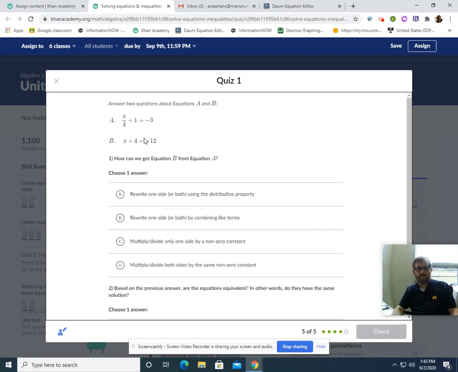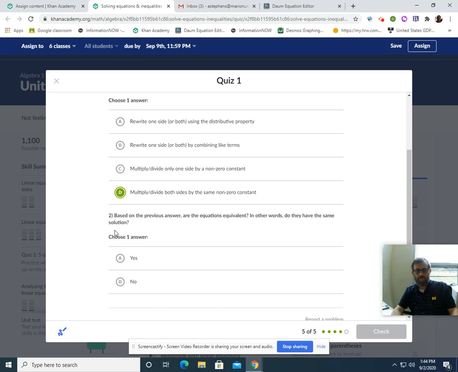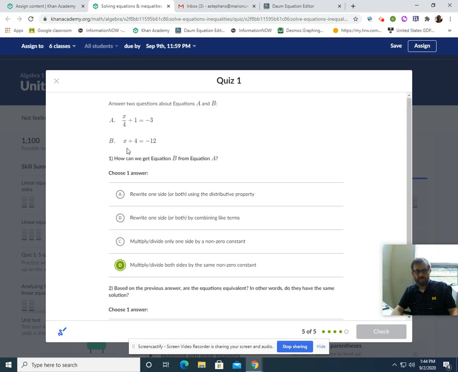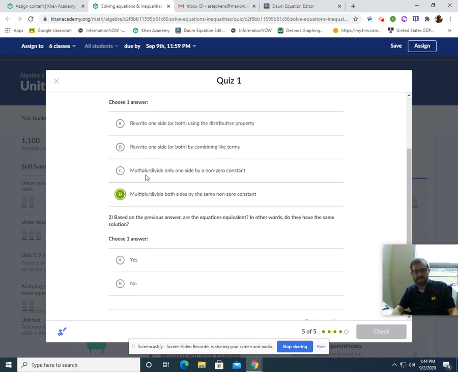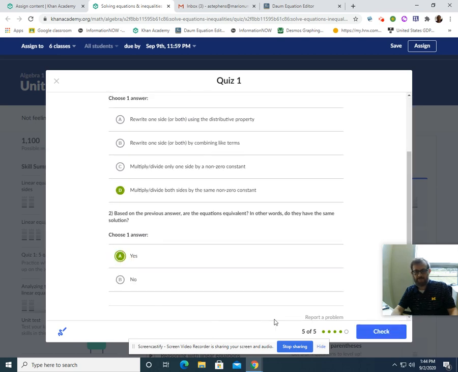Answer 2 questions about these equations. So we got our 2 equations. How can I get from equation B to equation A? So this time I'm going this way. And look what I've done. I've divided everything by 4. So I've divided, multiply or divide, on both sides of an equation. Are they equivalent? Well, since each one of these things, if I divide by 4, I do get these things. These are the same equation. So again, the answer is yes.